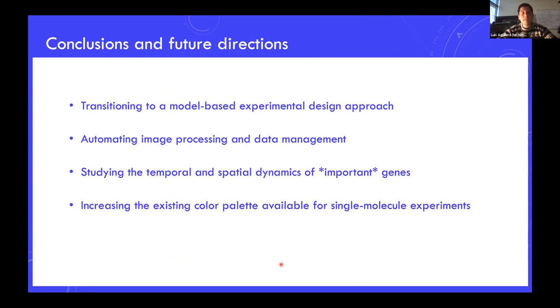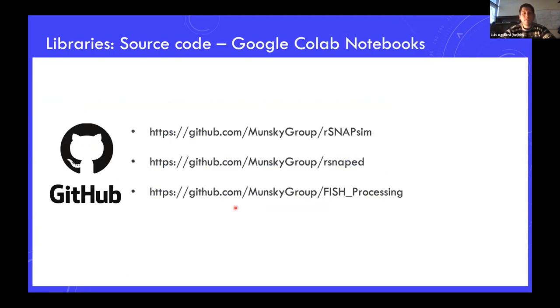I'm gonna finish by just saying the conclusion and future directions. I work in Dr. Munsky's lab, so he has been working a lot in model-based experimental design, but now we are really working more in this direction. We are trying to automate all the image processing and data management. Of course, we are always studying the temporal and spatial dynamics of important genes. And we are also trying to increase the capabilities of the technology that we have, by increasing the color palette available for single molecule experiments.